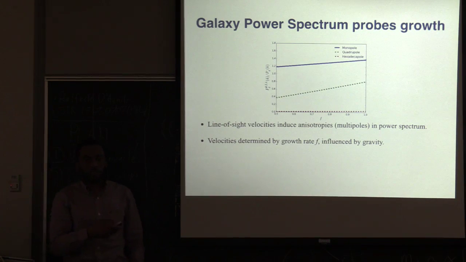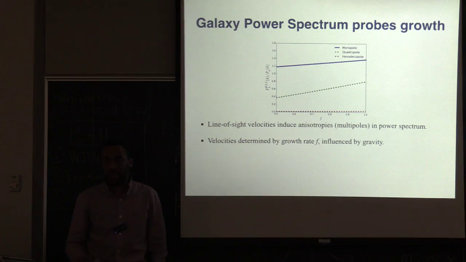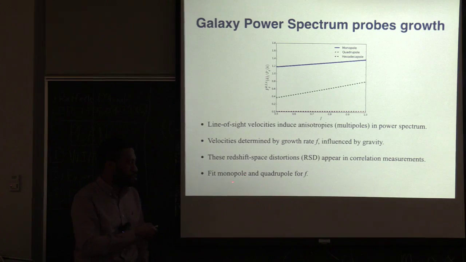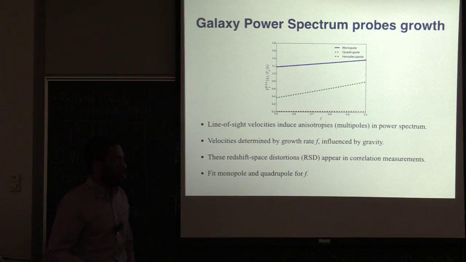With these measurements of multipoles, you can actually constrain gravity, because you can use the multipoles, specifically the monopole and the quadrupole, in order to constrain the growth rate, and the growth rate is influenced by the true model of gravity. And so this is what people actually try to measure. Specifically, because these line of sight velocities actually affect the power spectrum through measurements of redshifts, these are called redshift space distortions, in the sense that the redshifts of the galaxies are distorted due to these line of sight velocities.